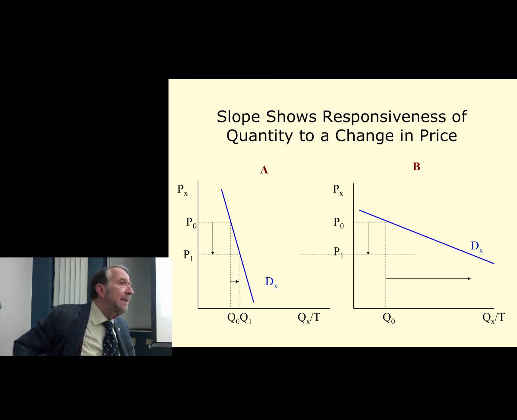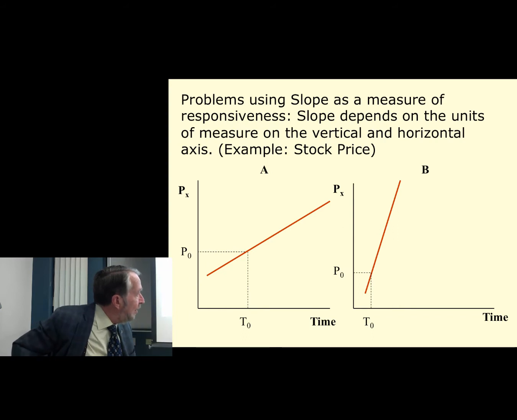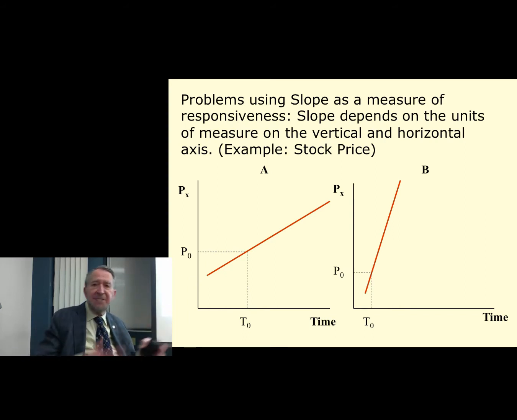You do the same thing on the demand side. B is a more responsive depiction than A, and the same thing. If you lower price, there's a small increase in quantity, but if you lower it, there's a large increase. So a flatter curve shows a bigger quantity response, and that makes sense because quantity is measured horizontally.